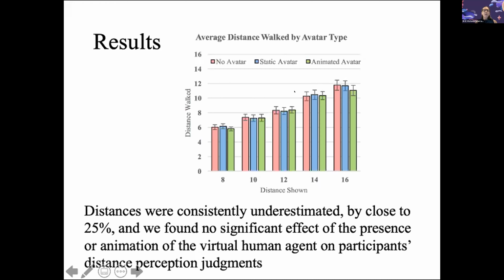One of the things that you always do when you get a null result is to do a sanity check. And the sanity check here is that as people were shown distances, people walked farther as the distances got farther. If it was just noise or something, then we wouldn't see this pattern. But we do see a rather consistent pattern of how far people walked versus how far the tape mark was from them. It's just that the avatar didn't make any difference.